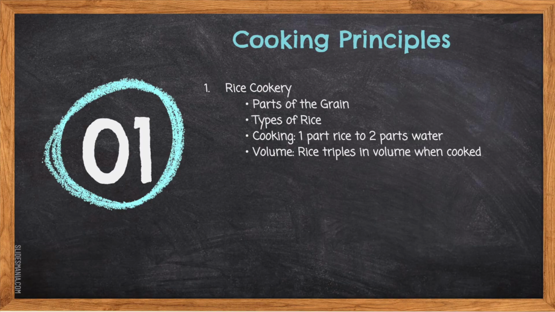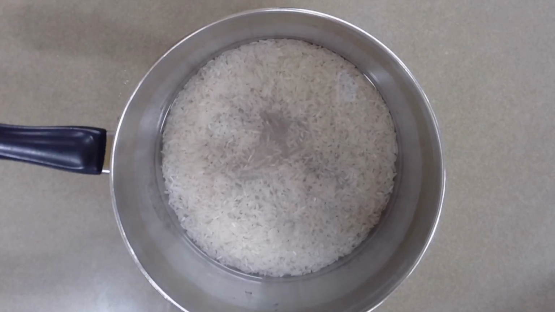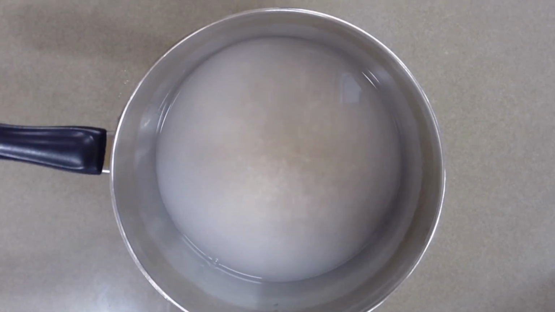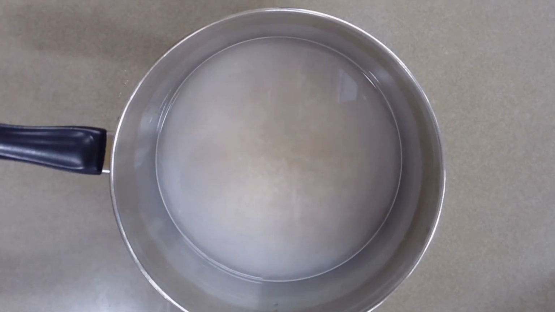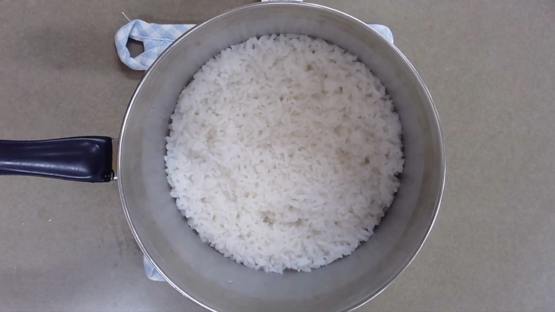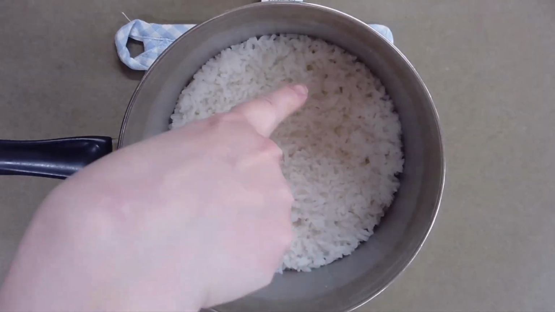Volume. Rice triples in volume when cooked. In general, when cooking white rice and some of the other varietals, whatever amount of rice you make, it tends to triple in size. This means making 100 milliliters of dried rice would equal 300 milliliters of cooked rice.